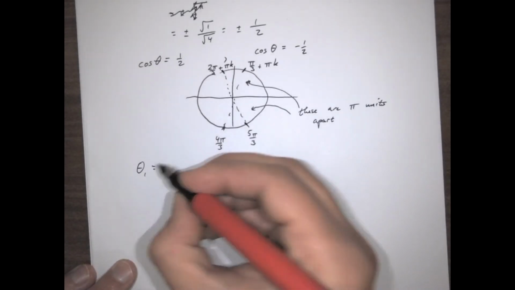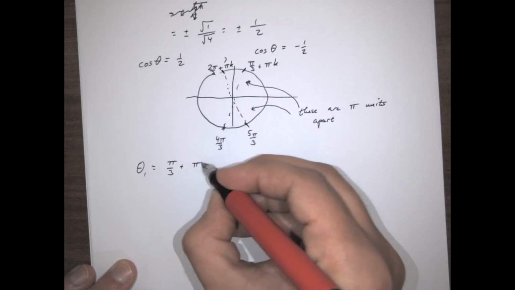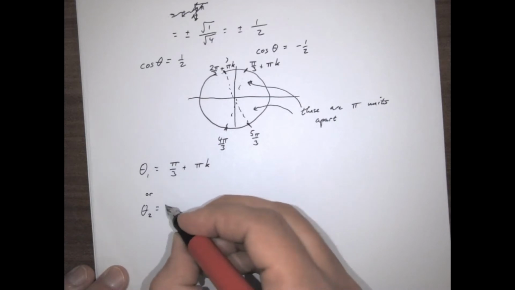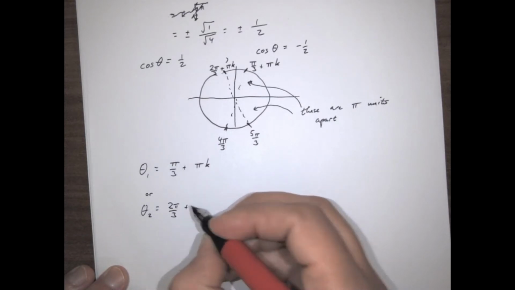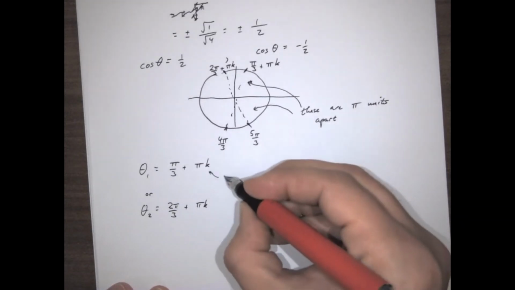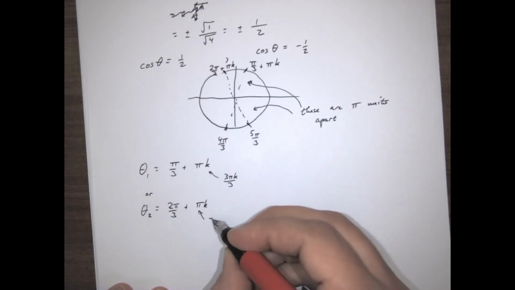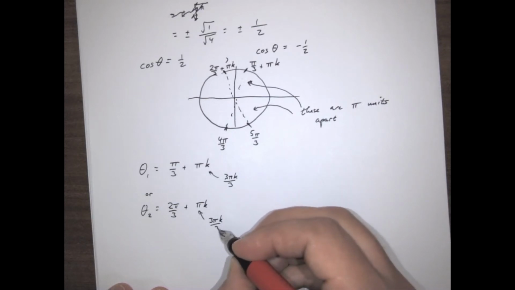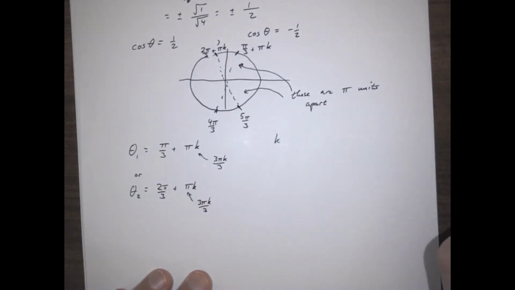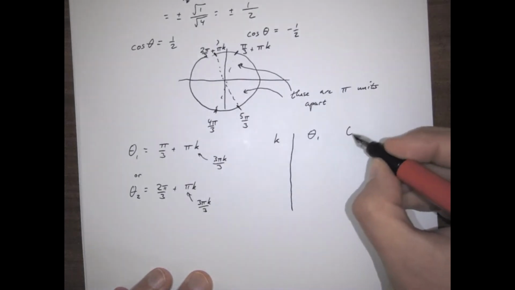So theta 1 is pi over 3 plus pi k, or theta 2 is 2 pi over 3 plus pi k. And again, these we can each think of as 3 pi k over 3, which will make it a little bit easier to do the next step, which is to consider all of the options for the different values of k. So theta 1, theta 2.